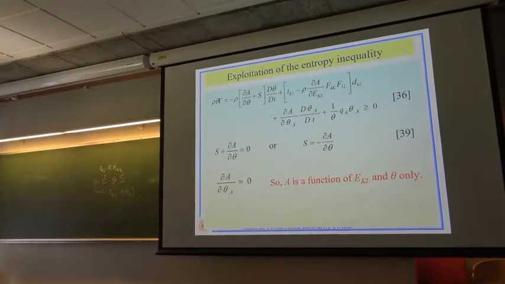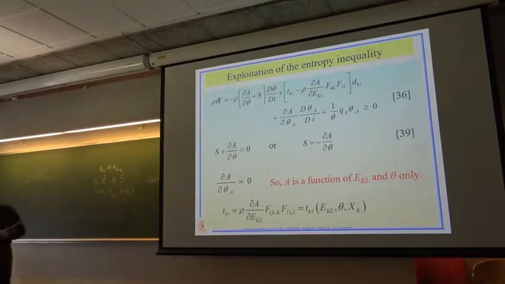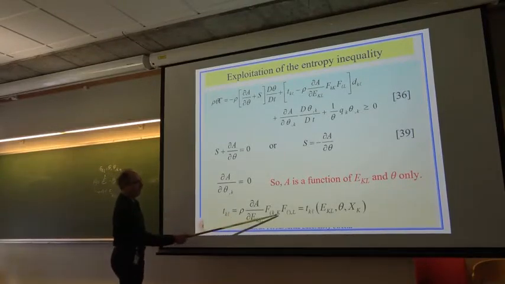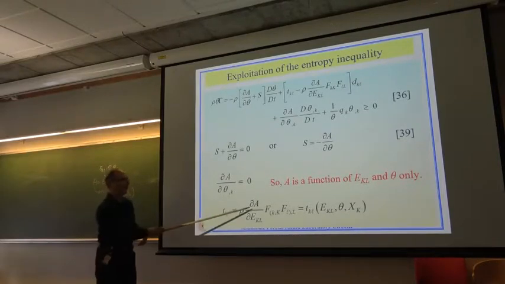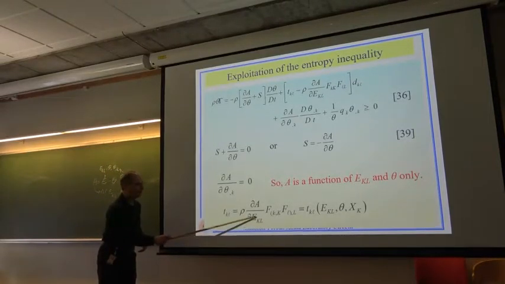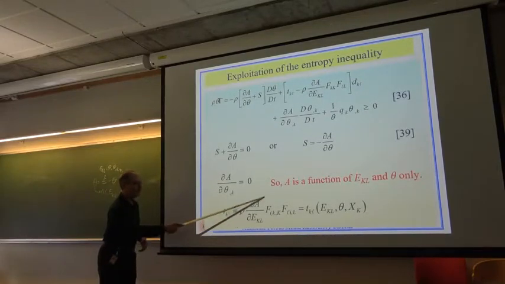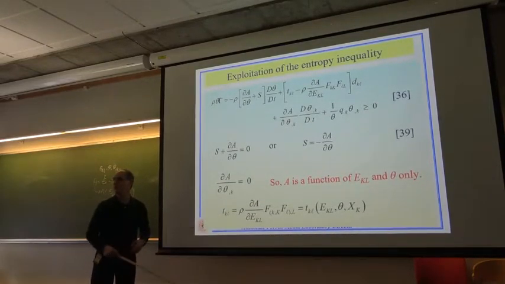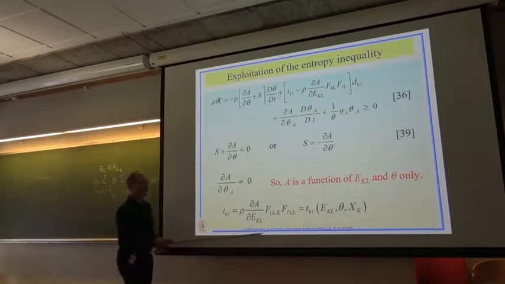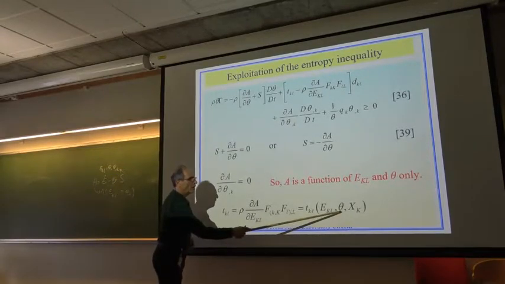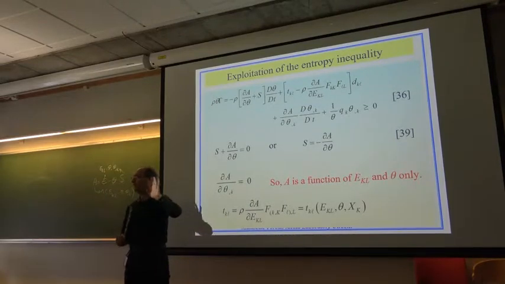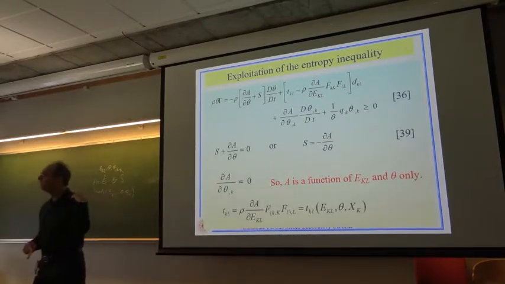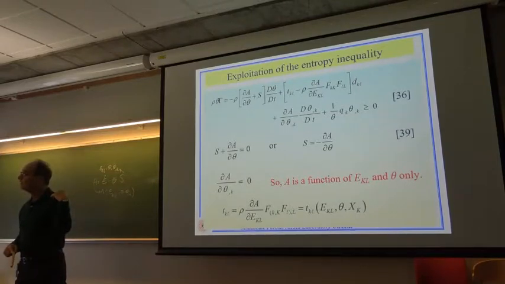It's not permitted to be a function of temperature gradient. I also find that the stress tensor is related to the derivative of A with respect to the strain tensor at constant temperature, because this is a partial derivative. And now it depends on x sub k. Everything depends on X. But if it is heterogeneous, in the expression for the time derivative of A, you did not get the contribution.